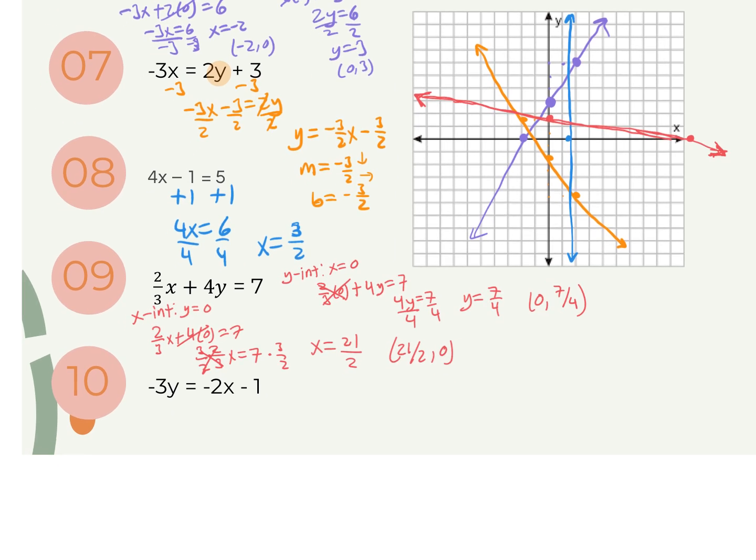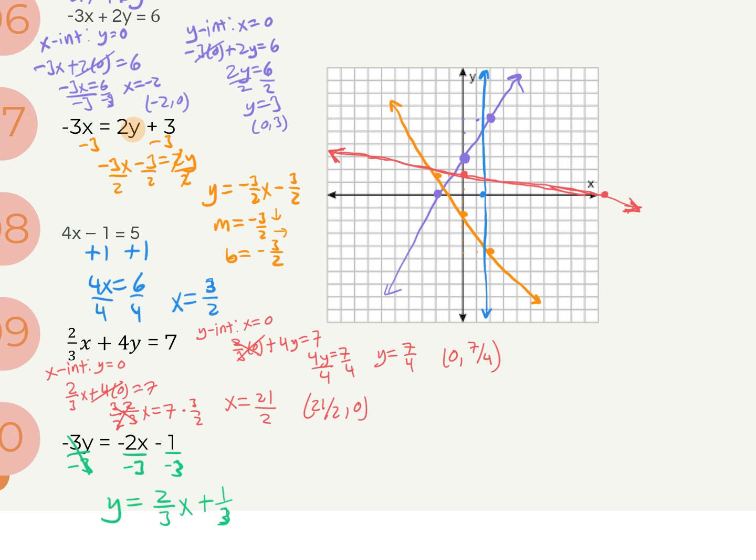And then number 10, the easiest way to do this one, look at the way it's set up. The easiest way is to convert it to slope-intercept. So divide everything by -3, because we already have -3y by itself, so it's not going to be that much harder. All right, so we get y equals -2 over -3. Negative divided by negative becomes positive, so we get 2/3 x. Same thing with the -1 over -3. It becomes a positive 1/3.